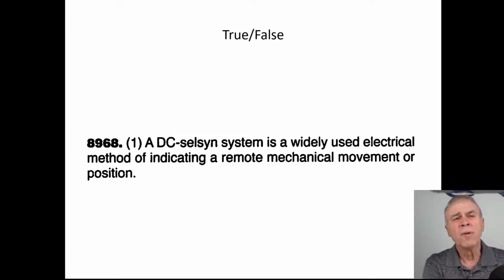True or false? A DC Selsyn system is a widely used electrical method of indicating a remote mechanical movement or position. Yeah, we're not ready to explain exactly how it functions down to the details, and basically they just want a general question. Is it a widely used electrical method of indicating remote mechanical movement or position? Yes, it is. True.